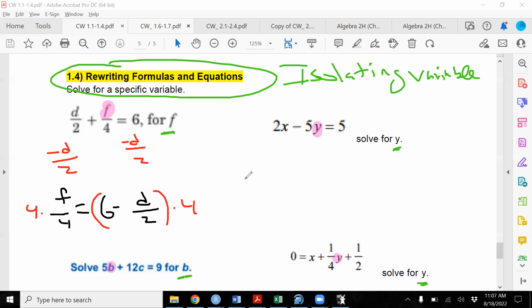And if I do that, 24, 2D. Got it. Good work. 24 minus 2D.